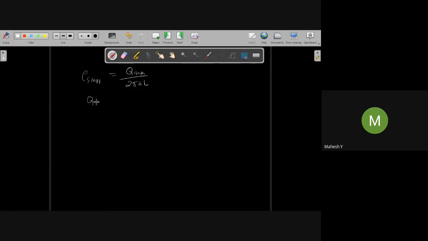Because we have written earlier Q inner is equal to 2 pi AL into rho S inner. So from this one we have derived this relation. So substitute the values of Q inner. So rho S inner is equal to Q inner is 30 nanocoulomb, right? 30 into 10 to minus 9 divided by 2 pi AL. So 2 into pi into A is 10 raised to minus 3 into L is 0.5.